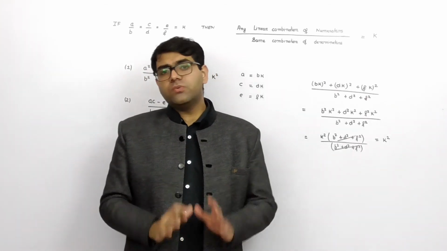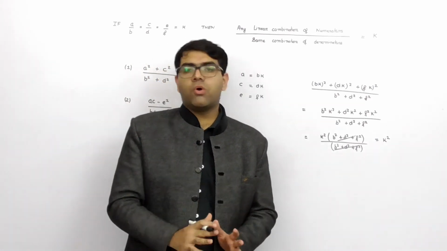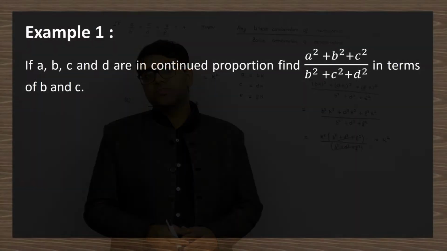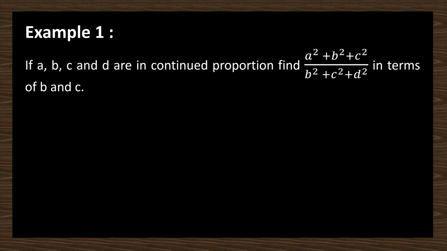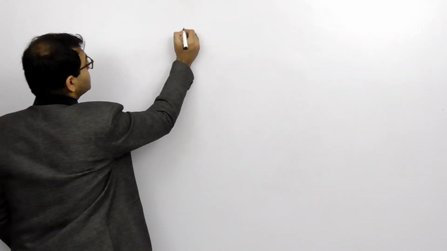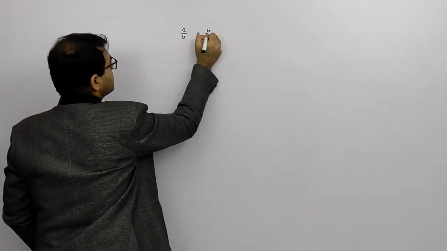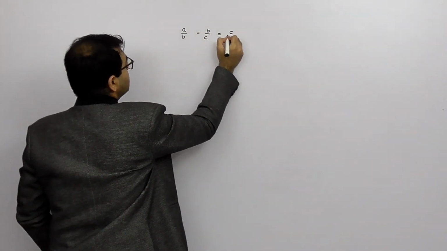Let us try out few examples in which we'll be delving deeper into the understanding of law of equal ratio. If a, b, c and d are in continued proportion, find a square plus b square plus c square by b square plus c square plus d square in terms of b plus c. The first part of my question says that a, b, c and d are in continued proportion. What does that mean? It simply means a by b equals b by c equals c by d.